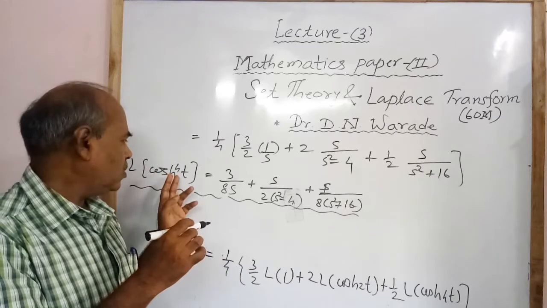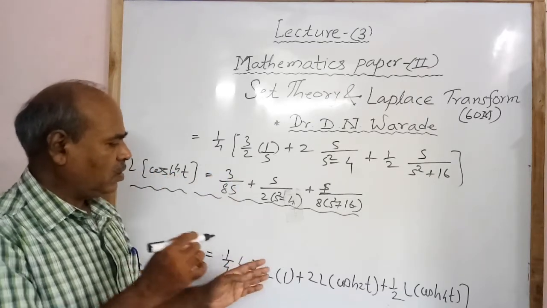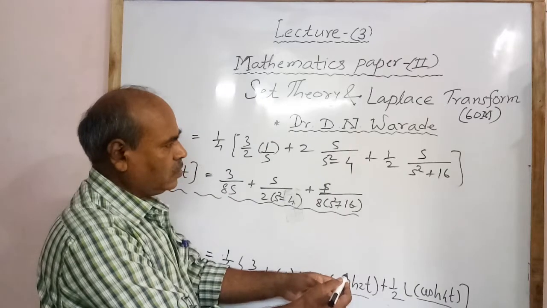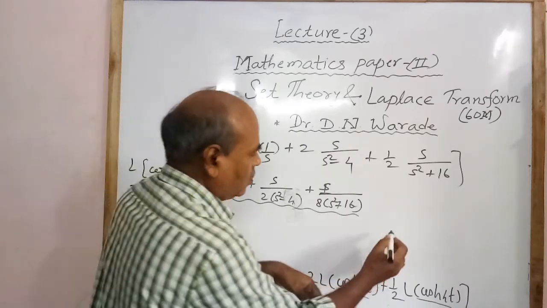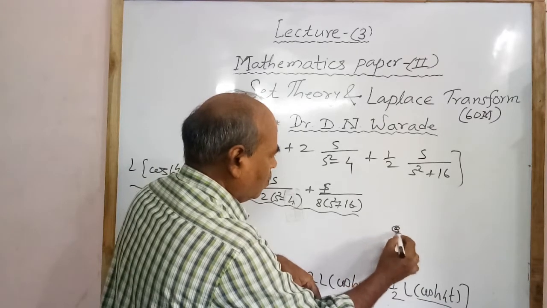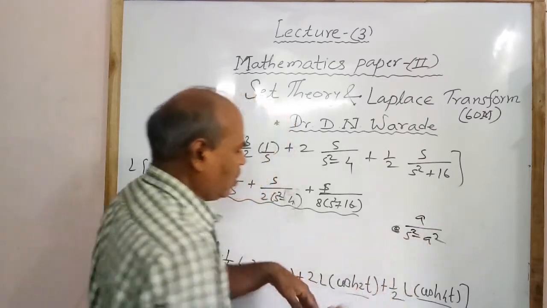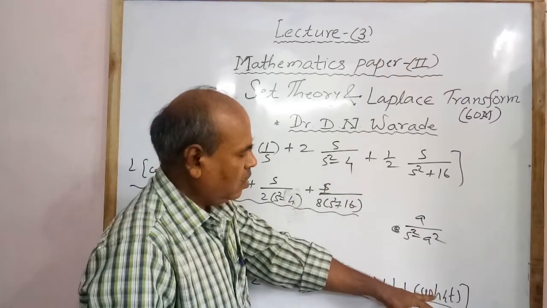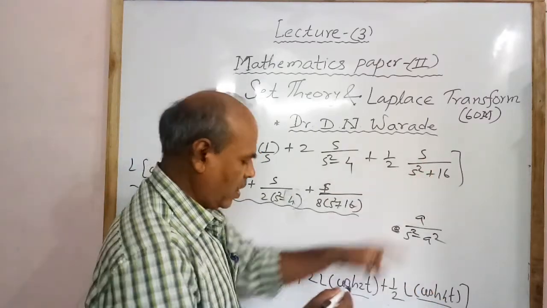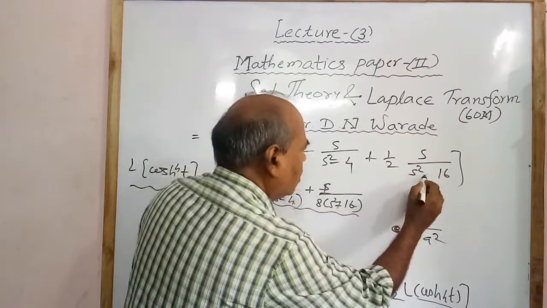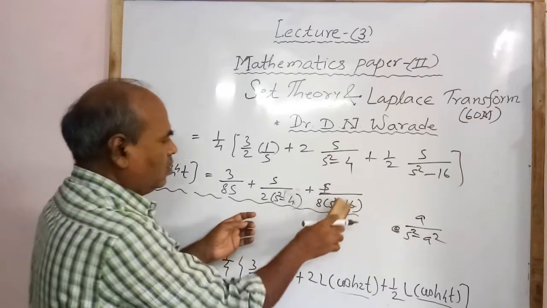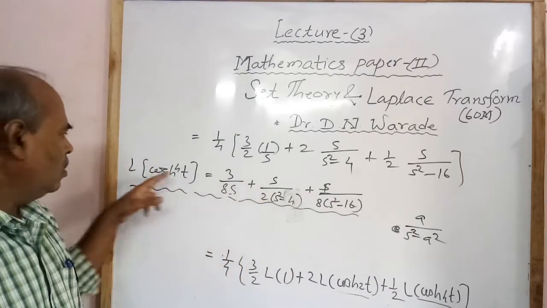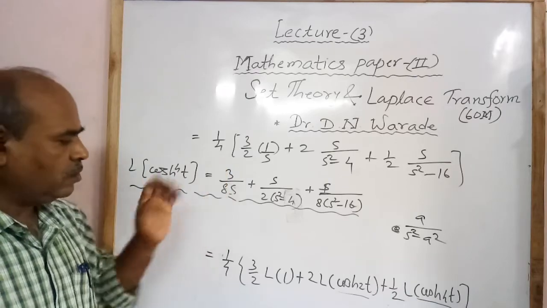Find the Laplace of cosh 2t cosh 4t. In this example, there is Laplace of cosh 2t and cosh 4t. Both are hyperbolic functions. We know that the formula for the hyperbolic function is a divided by s square minus a square. Here in the first, a equal to 2, therefore s divided by s square minus 4. In the second, a equal to 4, therefore we have s divided by s square minus 16. Therefore here is also s divided by 8 into s square minus 16, which is the required Laplace transform of cosh 2t cosh 4t.